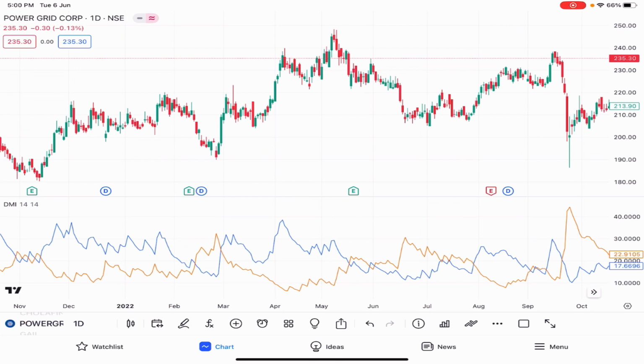Moving on, the DIs can be used to create a directional index, DX. This is used to create the average DX, called the ADX line.